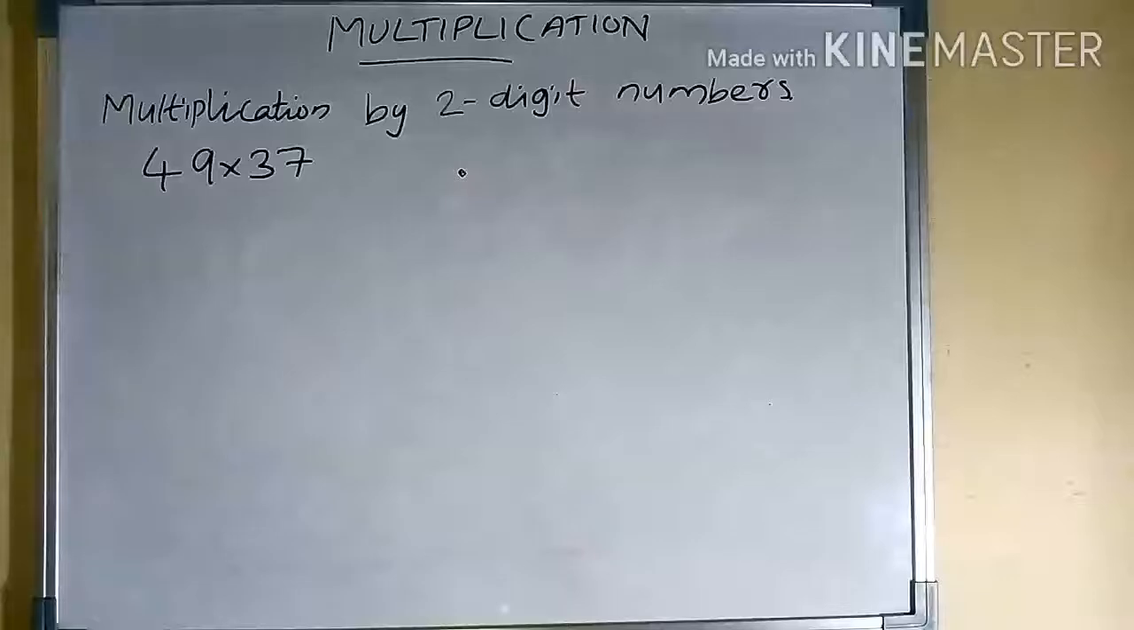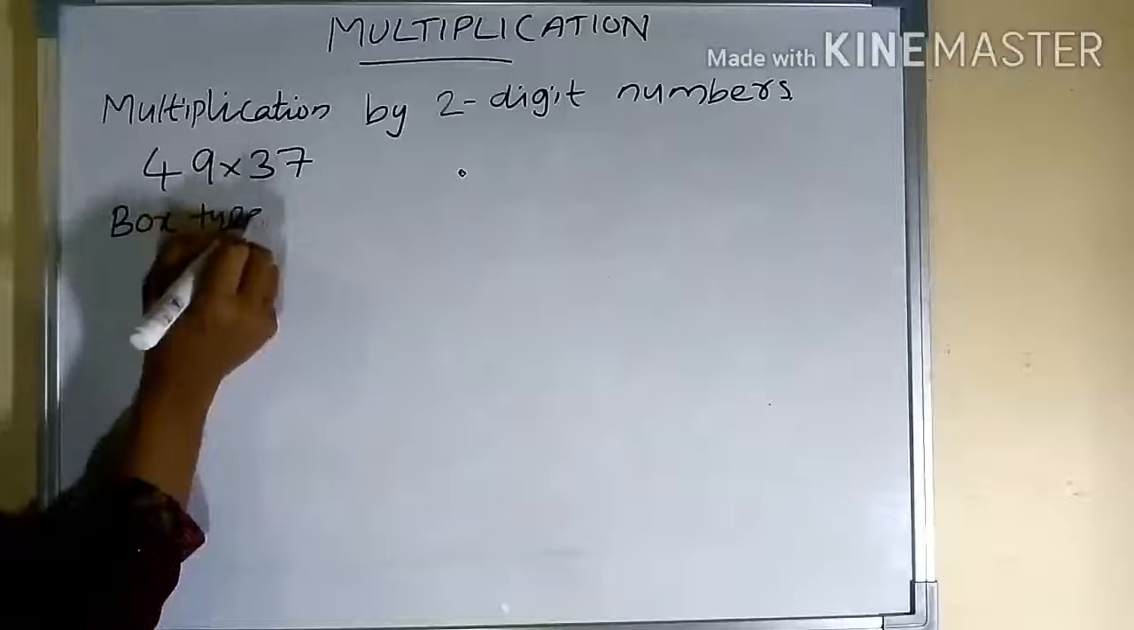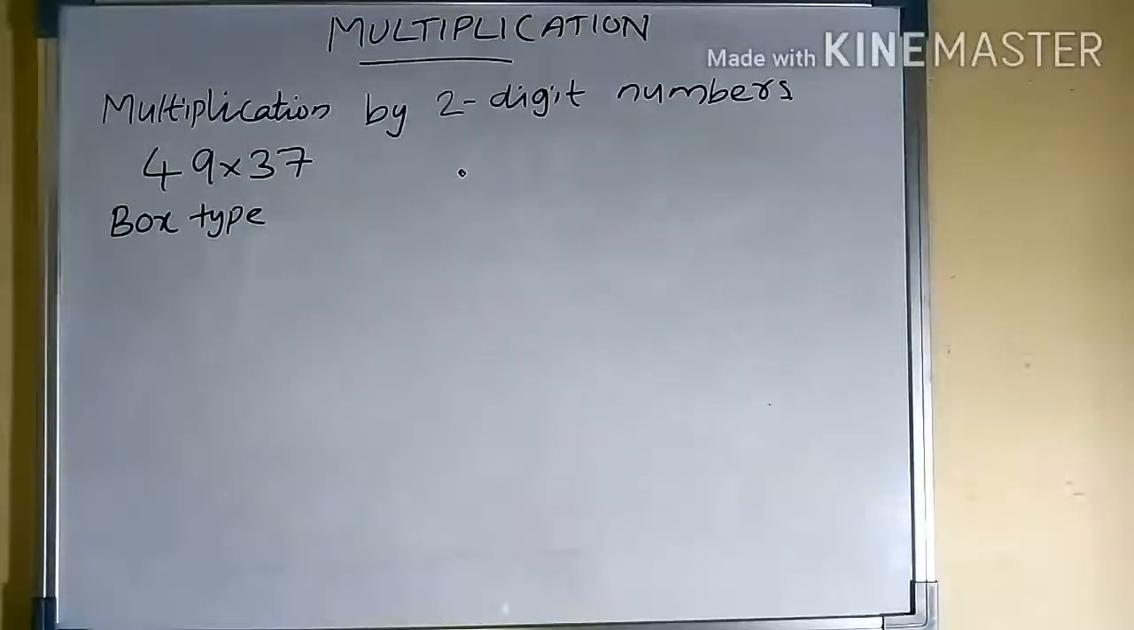We have two methods for multiplication. First method is box type method and second method is column method. First we discuss box type method. 49 is a two-digit number, also 37 is a two-digit number. So draw four columns.